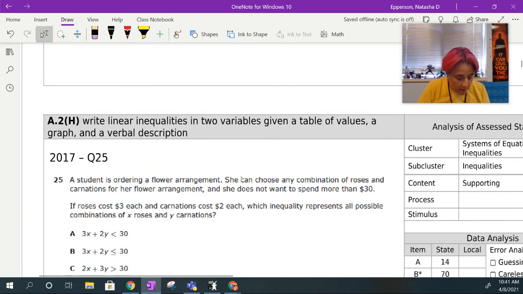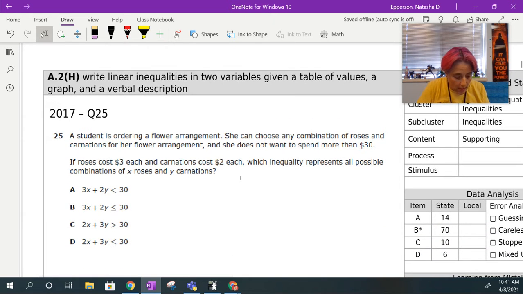All right, next question, same TEK. So we're going to go ahead and continue this question. If you notice, the setup and the answer choices are very similar to the 2019 one. That's the clue. All of these questions are very similar to each other. A student is ordering a flower arrangement. She chooses any combination of roses and carnations for her flowers, and she does not want to spend any more than, oops, I didn't mean to mark that out. I meant to highlight it. $30. So no more than $30.